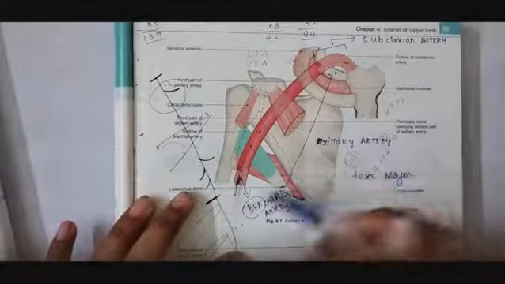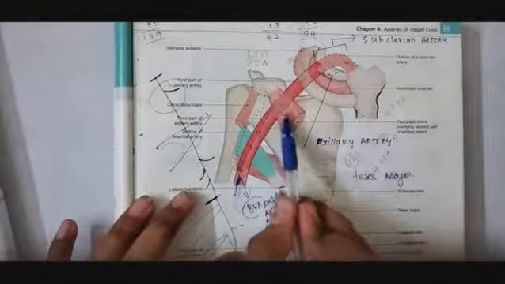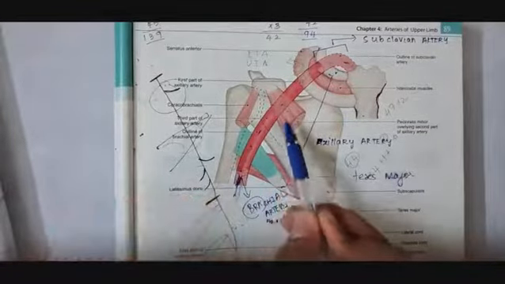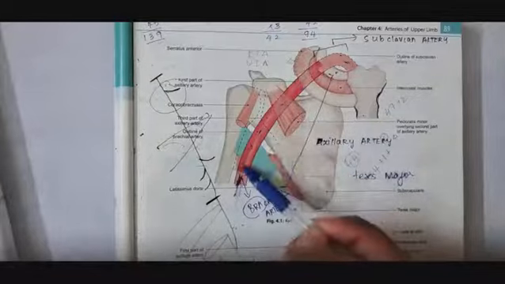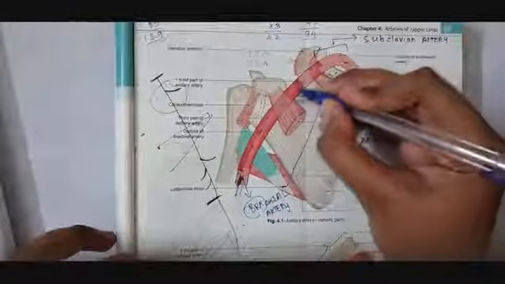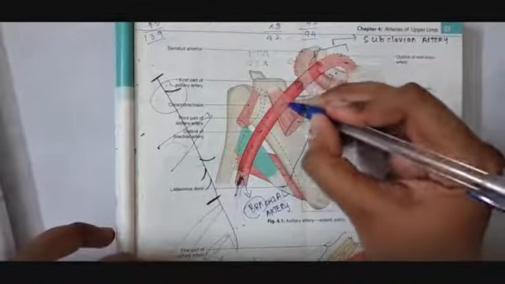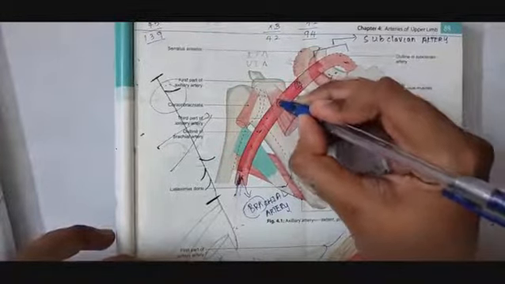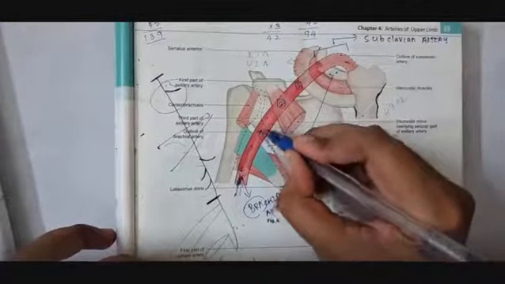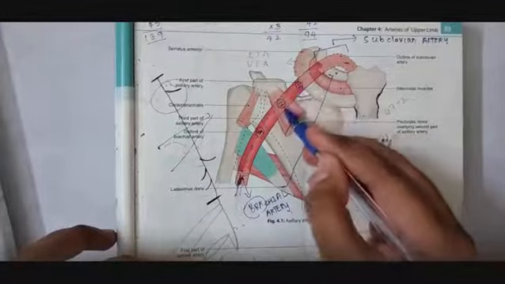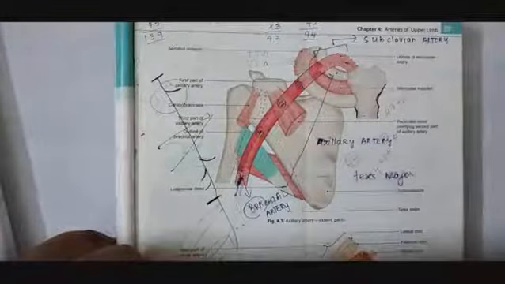As it runs down in the axilla, there is a muscle called pectoralis minor, and this muscle divides the axillary artery into 3 parts. The first part is the part present above the pectoralis minor muscle. The second part is the part present behind the pectoralis minor muscle, and the third part is the part present below the pectoralis minor muscle. So: first part, second part, and third part.